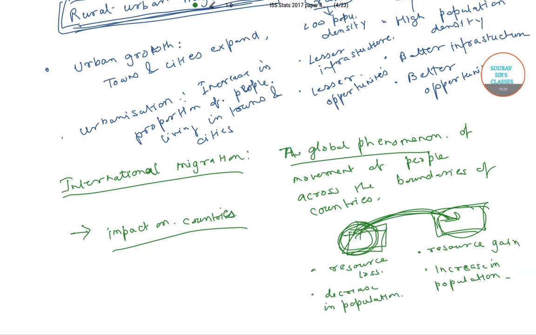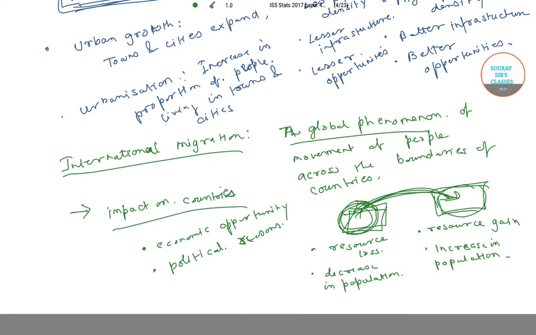Now, there are several reasons why this migration happens. One of them is better economic opportunities. Next is political reasons, that is, sometimes the political condition within a country forces its inhabitants to migrate to another country. So first is economic opportunity, that is, if that person is not getting proper economic opportunity in their own country, then they may migrate to another country. Next is political reasons.